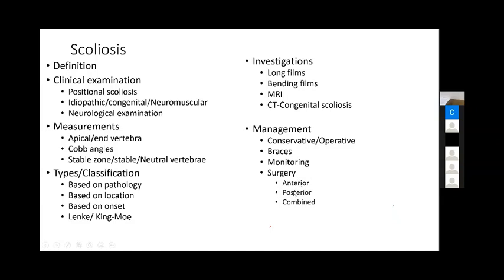Then we discuss surgery: anterior, posterior, or combined, depending on where the curvature is, the technique of the surgeon, and how much you want to correct. So, anything on scoliosis, guys? Anything you want to ask? No one? Let's go to the next one then.